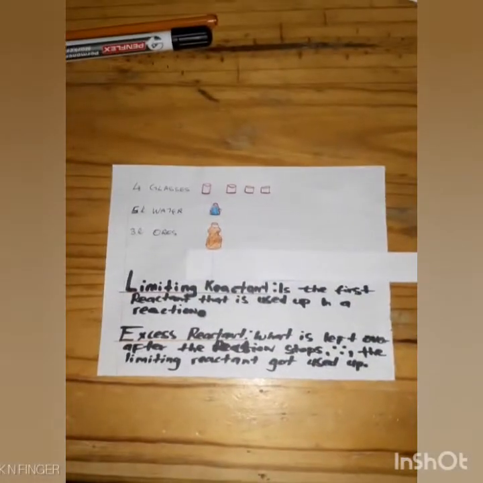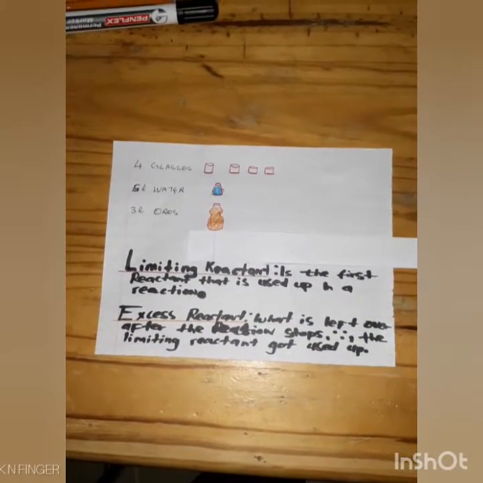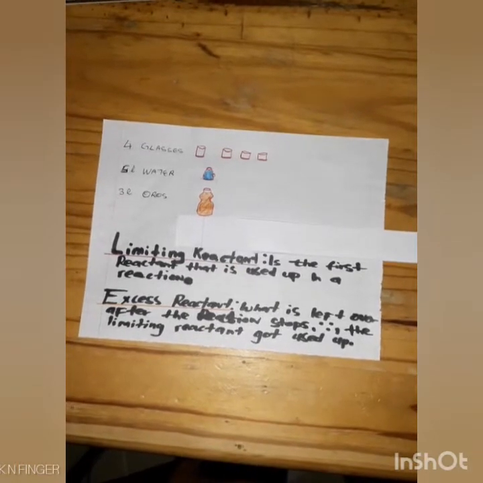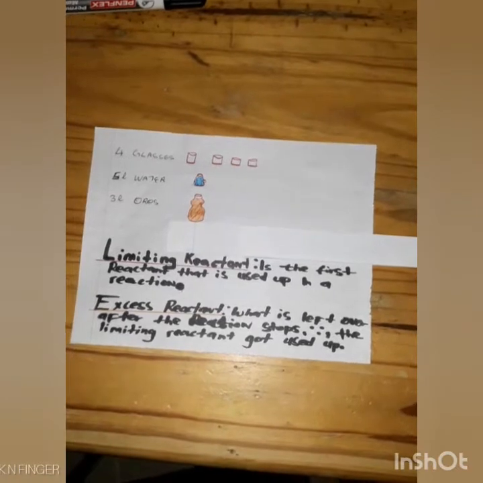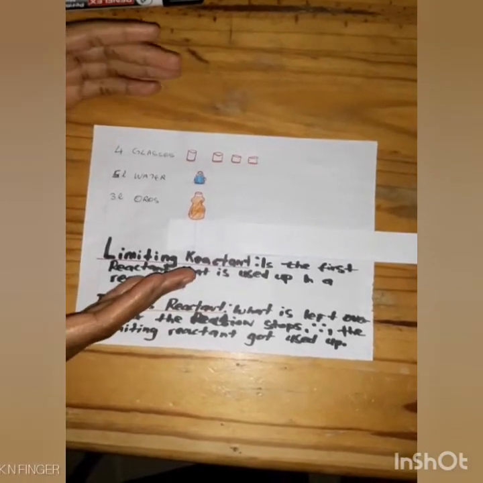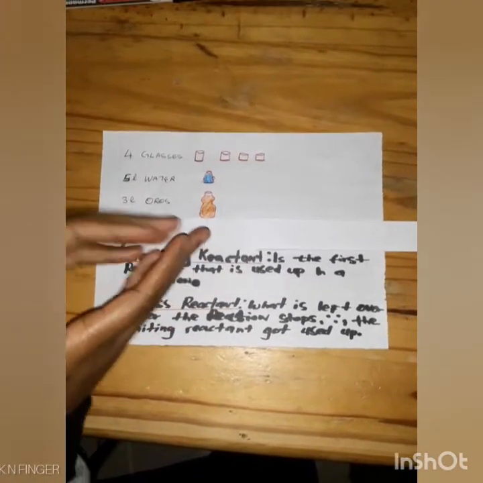Right, now let's look into the limiting reaction examples. Say, for example, we have 4 glasses, 5 liters of water and 3 liters of Oris, and you make maybe juice for your friends, okay? So you take the glass, water, and Oris, zoop.